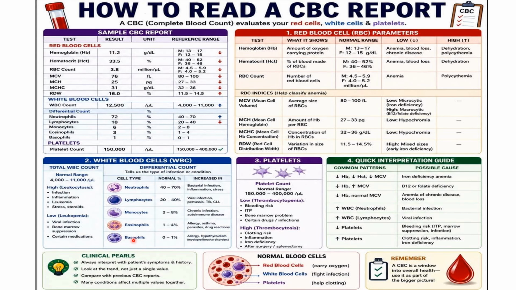Next comes the basophils, normal values between 0 to 1%. It is increased in allergy, hypothyroidism, then myeloproliferative disorders, etc.